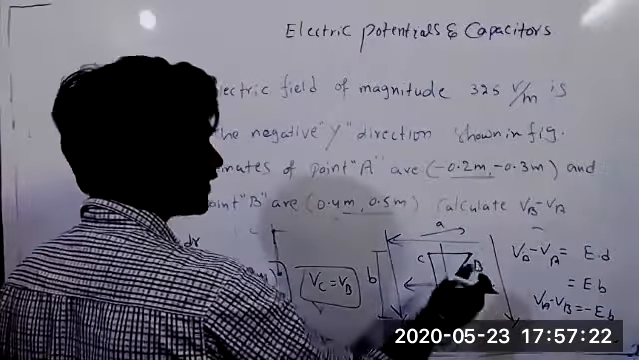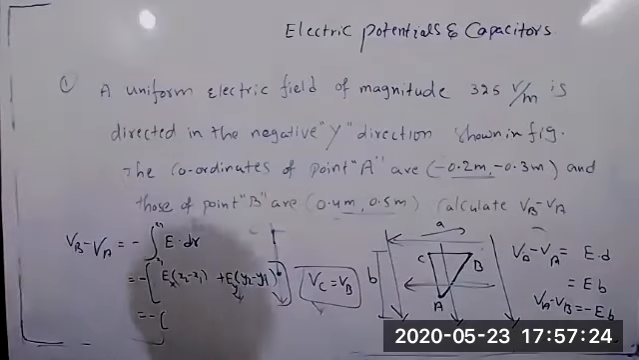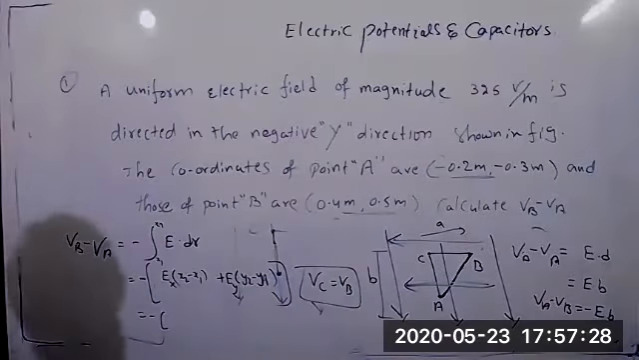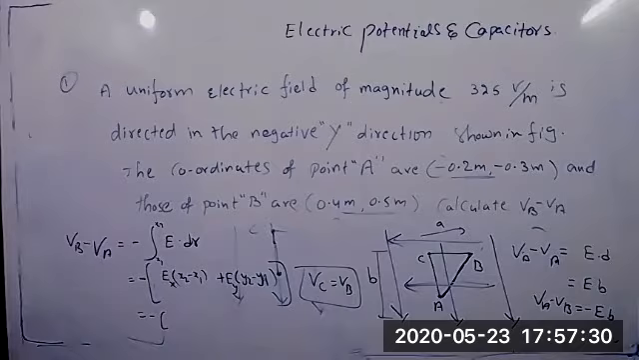VC will be less than VB. So we have to see the arrows, arrows representing the direction of the electric field. Sir, is the answer 260 volt per meter? I got 260, sir. Very good.